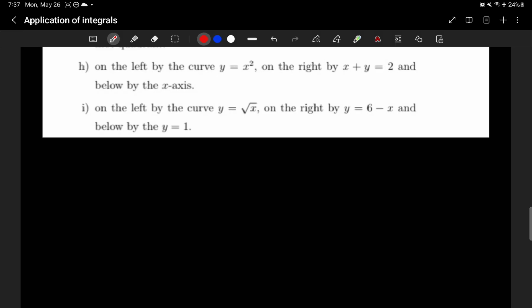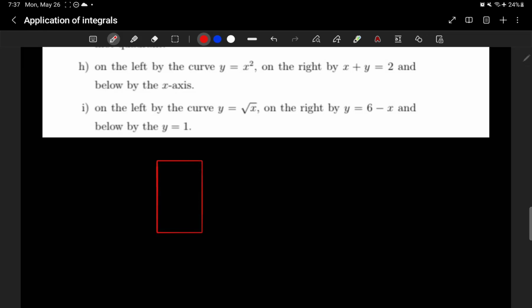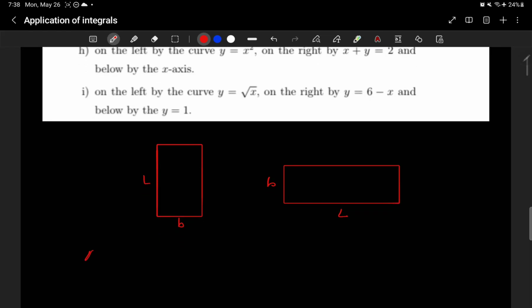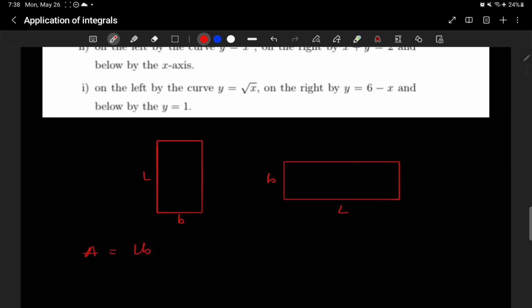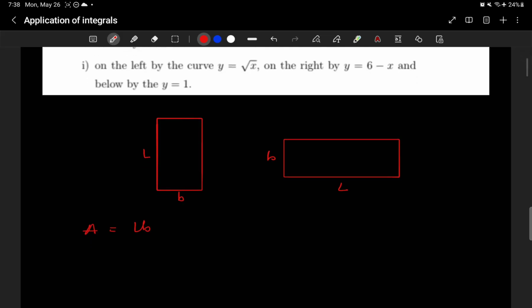Firstly, if we have a rectangle of some sort, let's say something like this, then let's say this is the length and this is maybe the width or the breadth. And here we can say this is the length and here we have the thickness. So the area of such a shape is equal to the product of the length times the breadth. This is how we get the area of a shape.